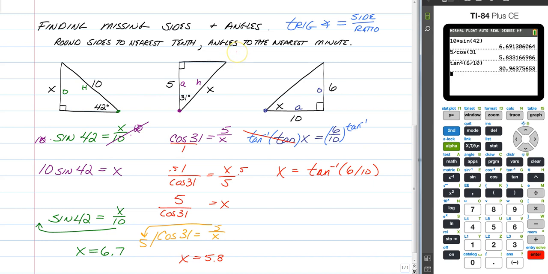But the directions say round to the nearest minute. So in an earlier video, all you have to do is press second angle, number 4. And that'll change this to degrees, minutes, and seconds. Since 49 seconds is above half a minute, our answer is x is equal to 30 degrees and 58 minutes.